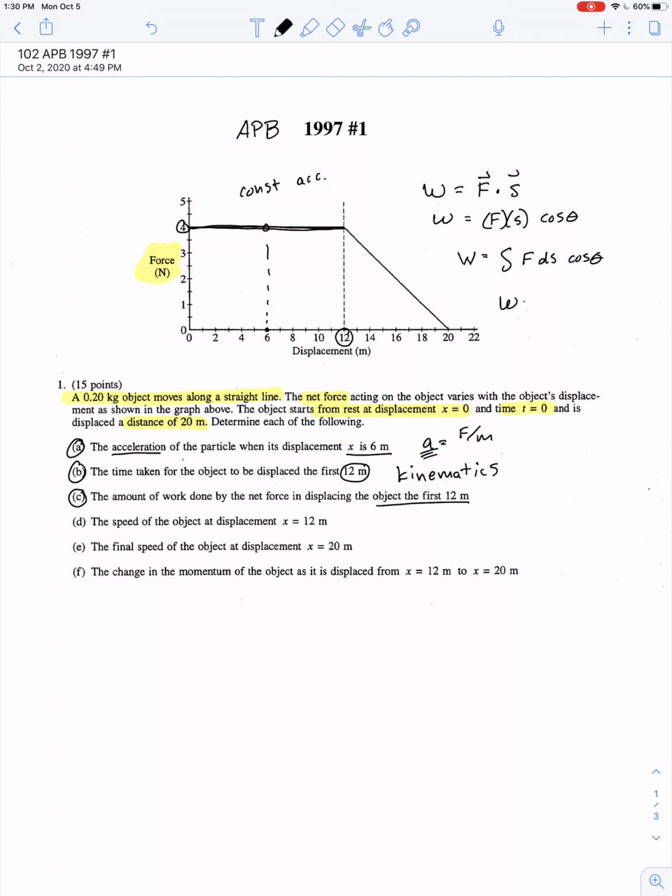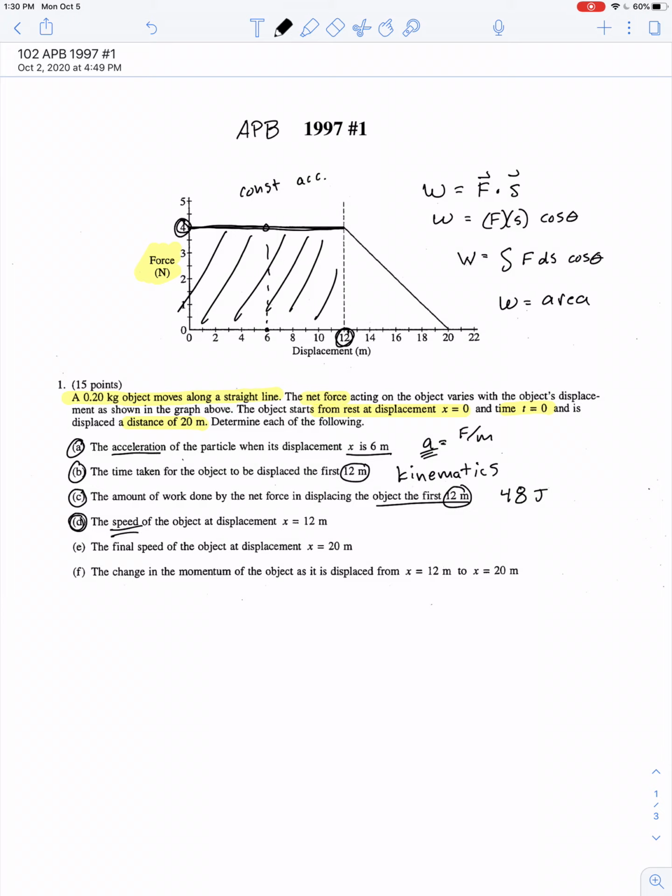But more importantly, to this problem, work can be calculated by taking an area. We just need to find the area under the curve up to 12 meters, which couldn't be easier. This is just the area of a rectangle with a width of 4 and a length of 12. So very easy mental math here. 48 joules of work are done for the first 12 meters. We're going to use that to get our answer to part D.